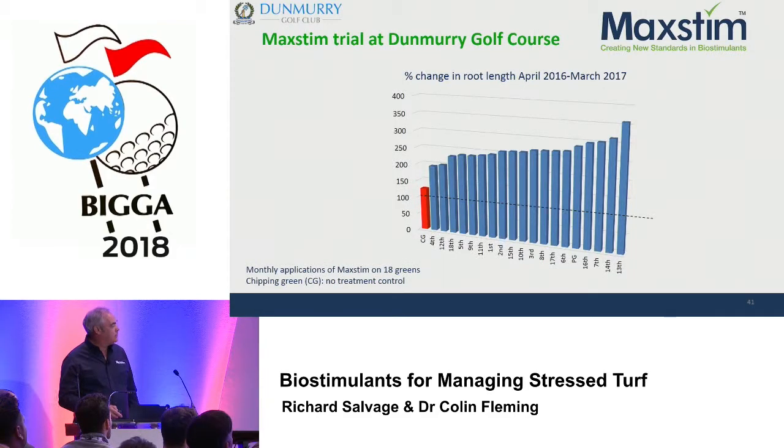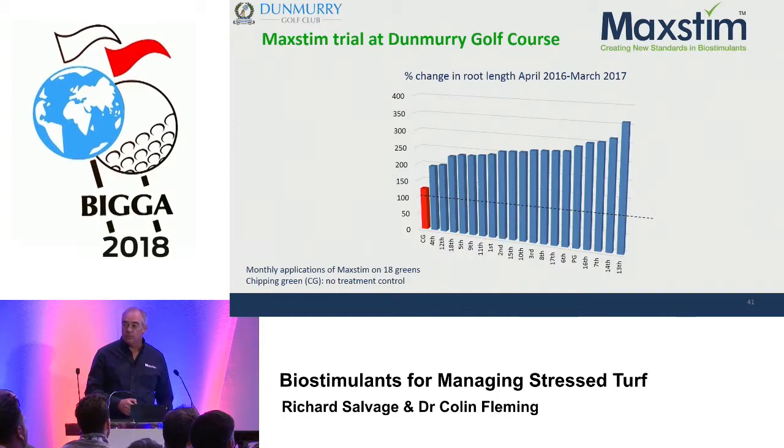So this is what we found. The control green here, the chipping green, we saw obviously root development over the 12 months, but compared to the root development on all the other greens, there's a significant improvement throughout the whole course. Even on these two, where everybody's got a couple of shaded greens, and indeed these were the shaded ones, but they've developed strong root growth throughout the 12 months.